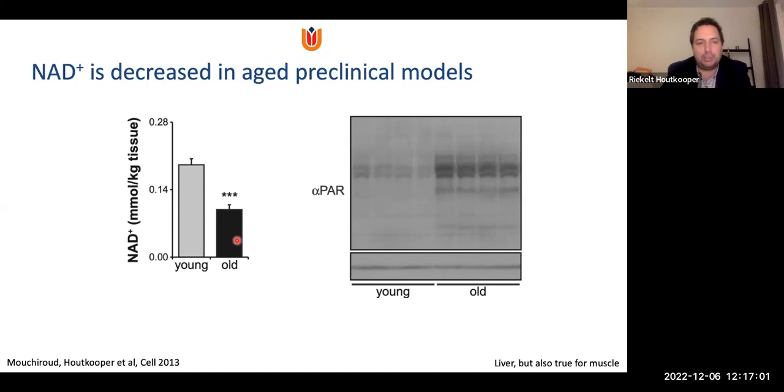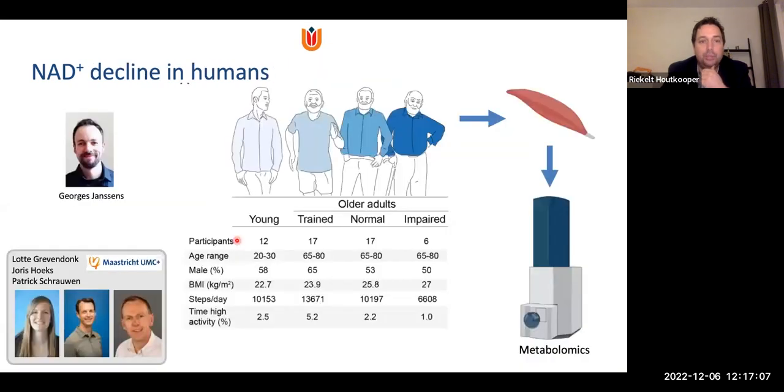And so we've seen this in mice. We've also seen it in C. elegans, in worms that are older. We also see that NAD goes down. But the main question at the time, more recently actually, was: is this also true in humans?